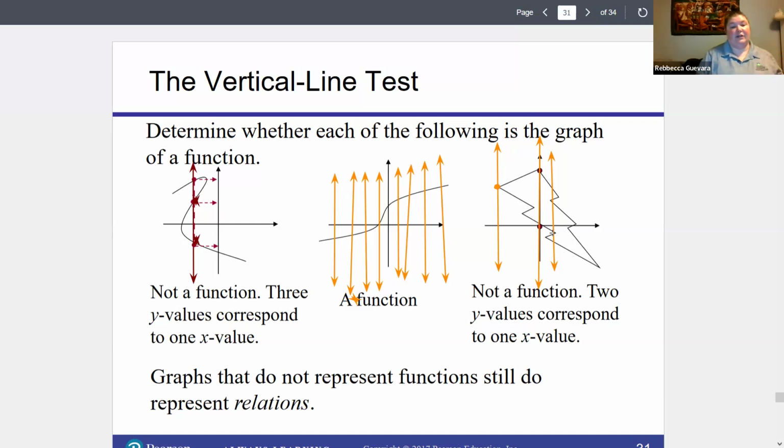So graphs that do not represent functions are still graphs of relations. There are equations that make all of these graphs. It's just not all of those equations are going to be functions.